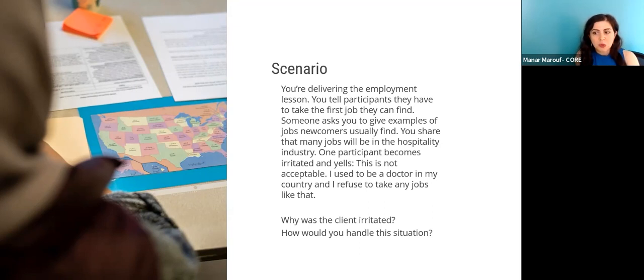Acknowledge these situations and also acknowledge that it might take time, and bring examples if you can. Bring examples of people who were able to move beyond the first job and start rebuilding their lives slowly but surely in the United States.